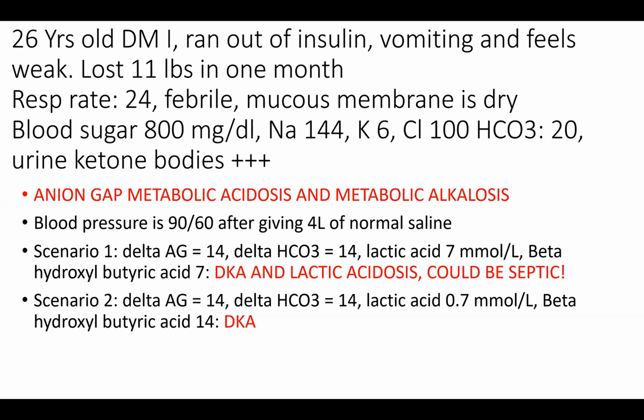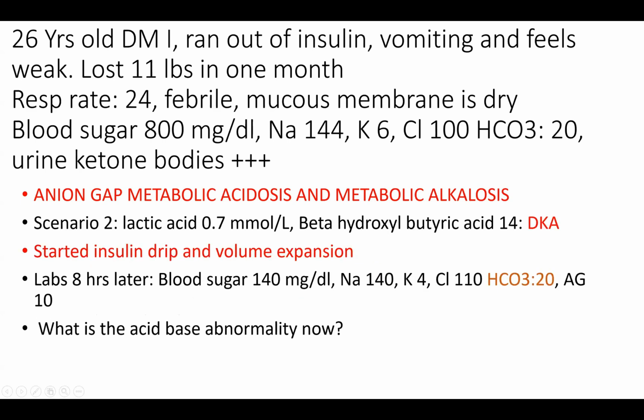So this is the value of anion gap. It's very, very important, irrespective of whether you do blood gas or not. It's very helpful. Okay, now same patient, you started the patient on insulin drip, you gave a lot of volume, and 8 hours later, blood sugar is close to normal, 140, sodium is 140, potassium 4, chloride 110, bicarbonate 20, anion gap 10. So the anion gap disappeared.